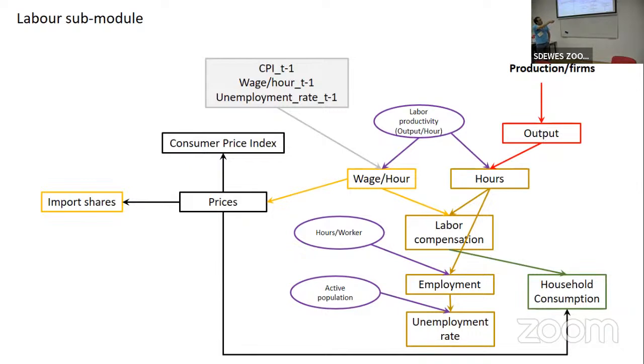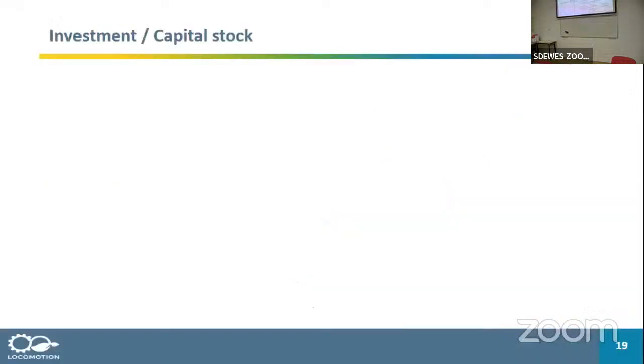And from the hours divided by the hours per worker, you have the employment, and with the employment and the active population, you have the unemployment rate. And this lagged unemployment rate goes here, and this wage per hour will affect the prices of each industry. And this affects the import shares, and also will affect the consumer price indices that feed back here in the next period. And basically that's it. So this is the labor module.